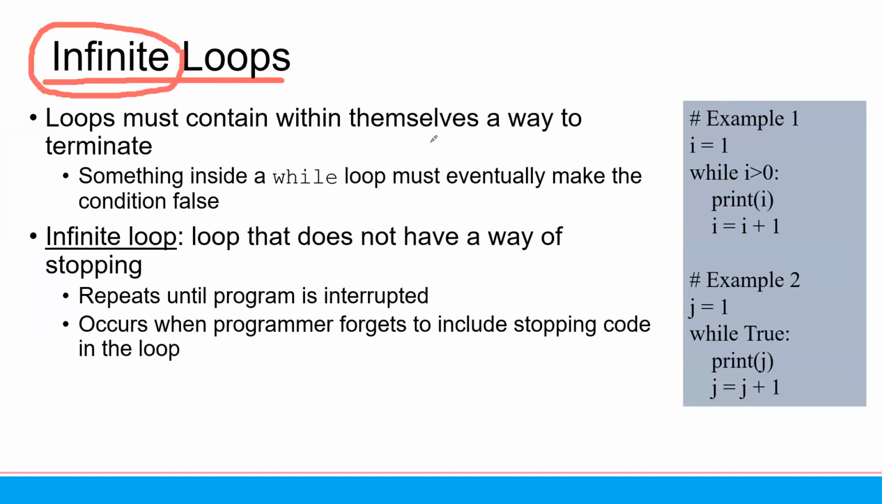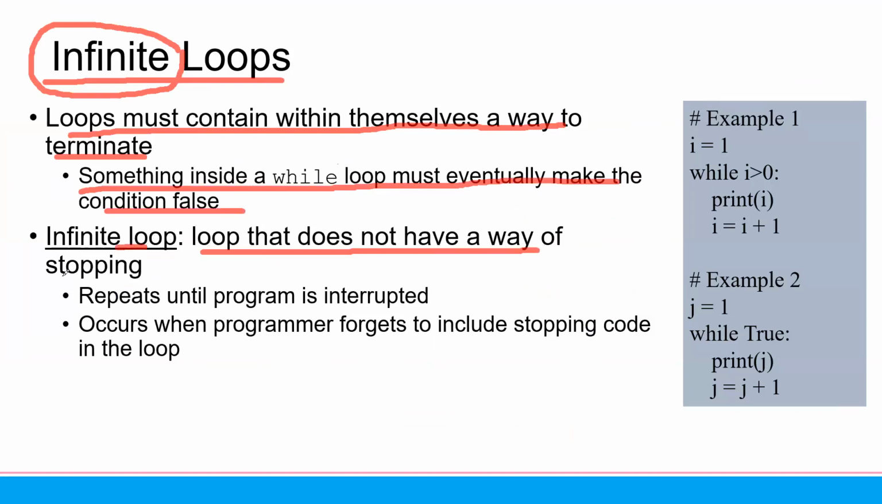Okay, never ending loop. Loops must contain within themselves a way to terminate. So there should be something to finish, something to end the loop. Something inside a while loop must eventually make the condition false. So infinite loop means a loop that does not have a way of stopping.